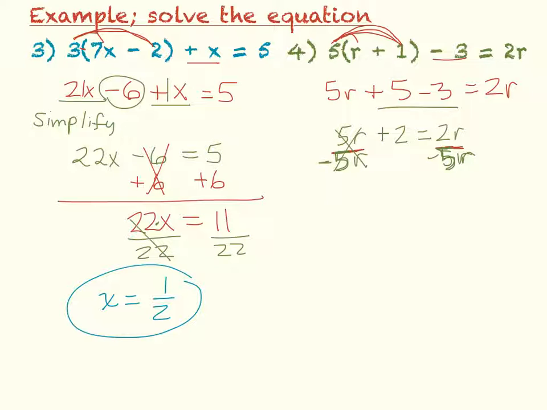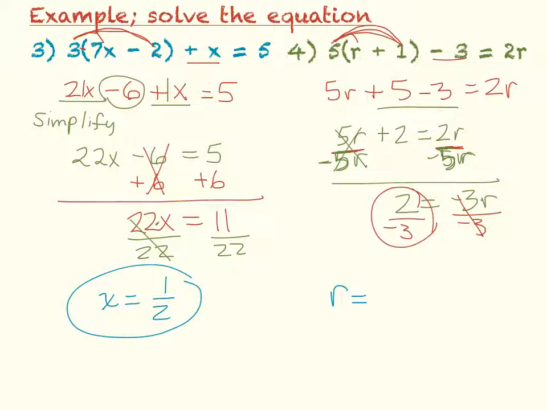So I'm going to subtract that, and I get 2 equals 2 minus 5, which is a negative 3 times r. And now I need to solve for r, so negative 3 times r, divide by negative 3, divide by negative 3. So my final answer should be r equals negative 2 over 3. Final answer.